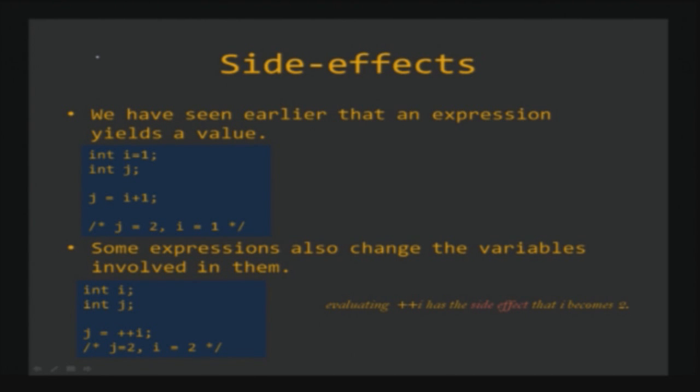So, contrast the first example and the second example. In the first example, when you said i plus 1, the value of i was unchanged, and in the second, when you said plus plus i, the value of i is changed. This is known as a side effect, because in addition to returning the value, it also changes the variable involved in plus plus i.